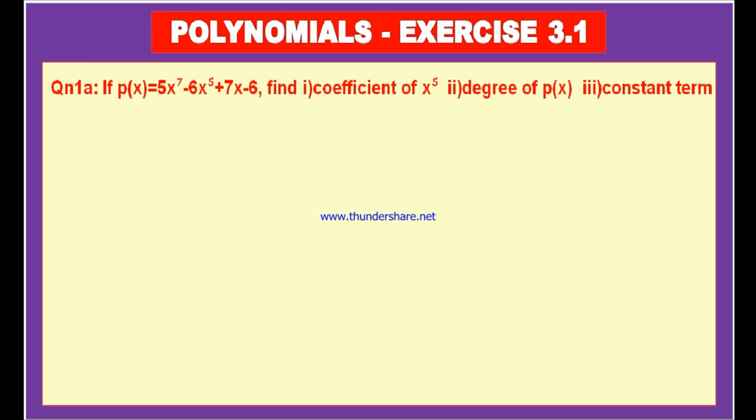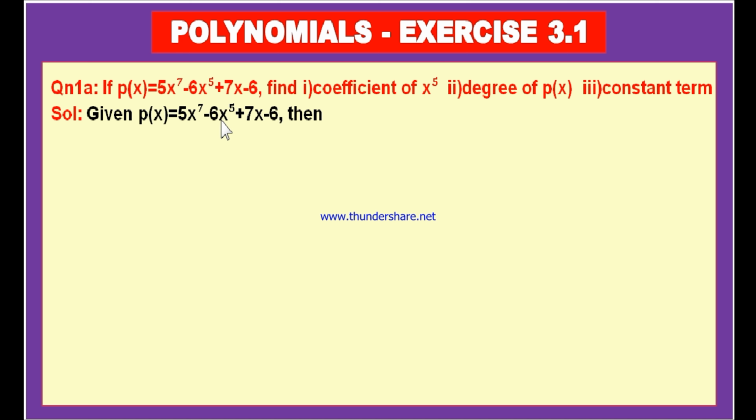If the polynomial p of x is equal to 5x power 7 minus 6x power 5 plus 7x minus 6, then find the quotient of x power 5, the degree of the polynomial p of x, and the constant term. Here is the solution. We have been given the polynomial 5x power 7 minus 6x power 5 plus 7x minus 6. Then we have to find the quotient of x power 5.